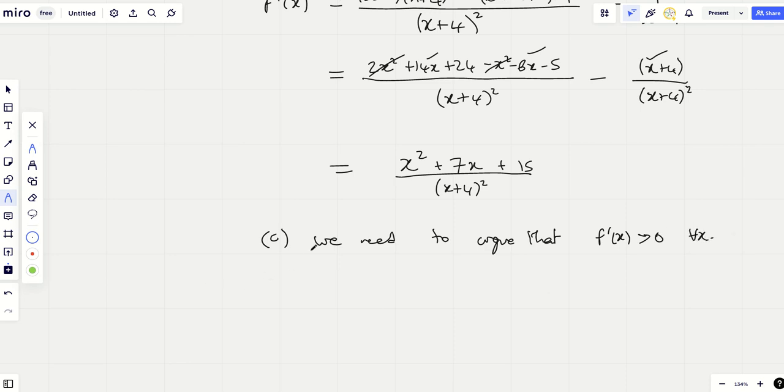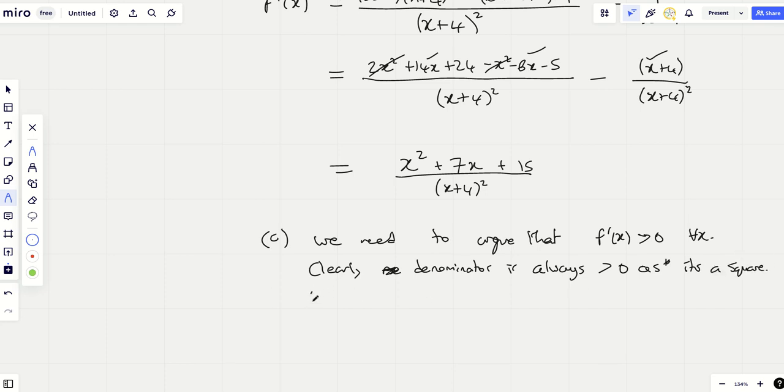And it is clearly so: the denominator is always positive, and that's because it's a square. Actually, it's strictly greater than 0 because x is greater than -4. So it's always greater than 0 as it's a square.